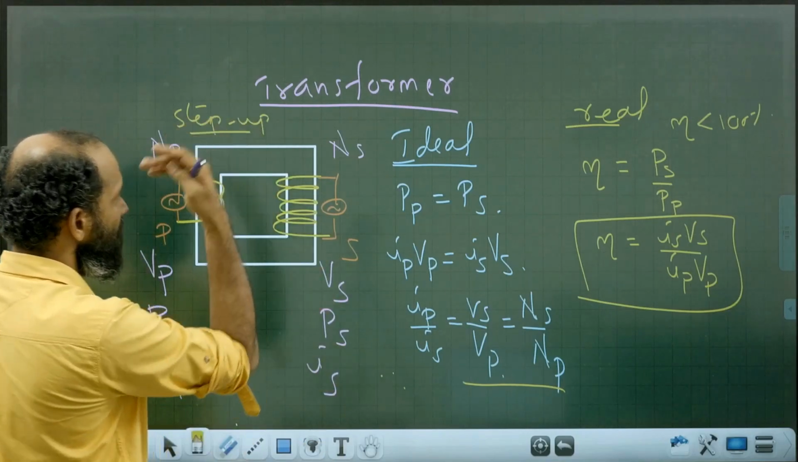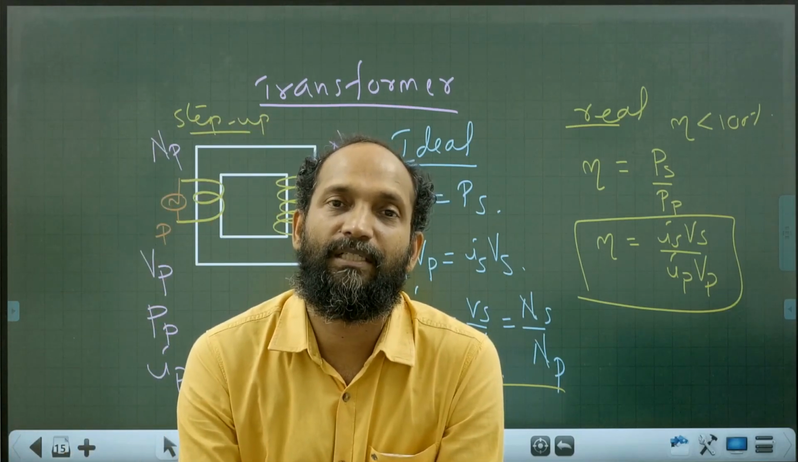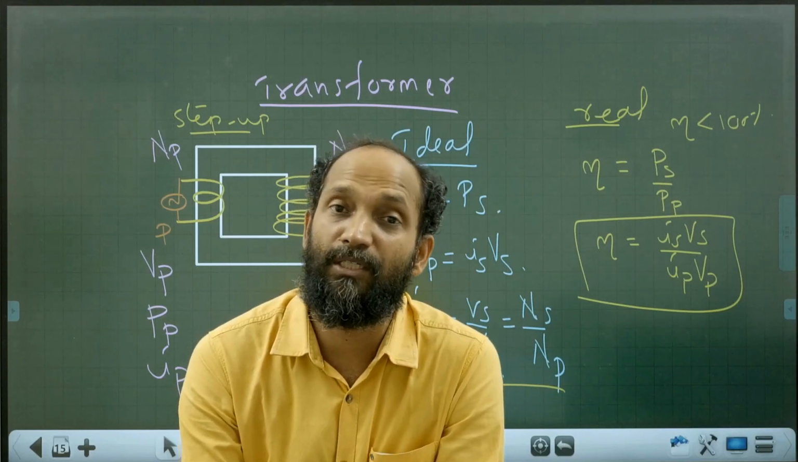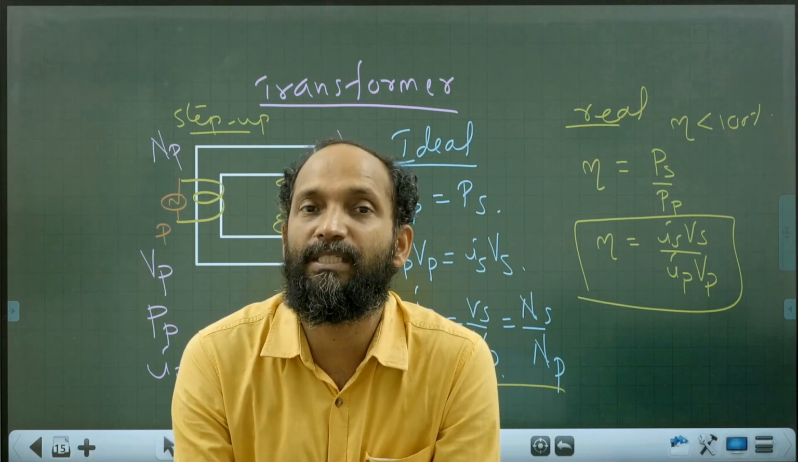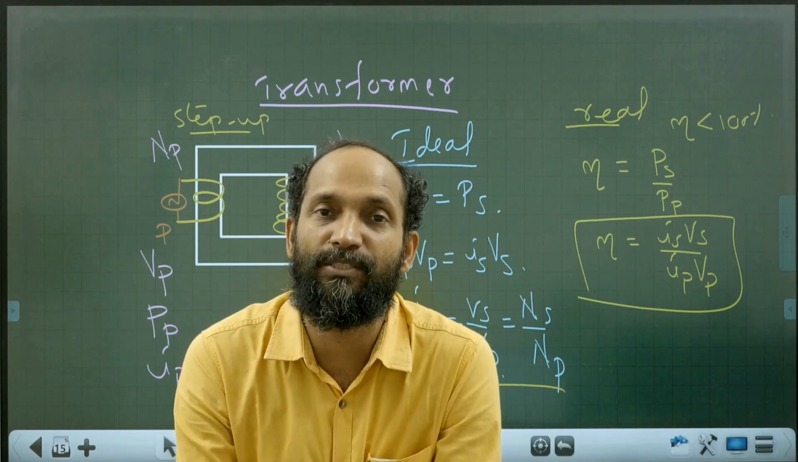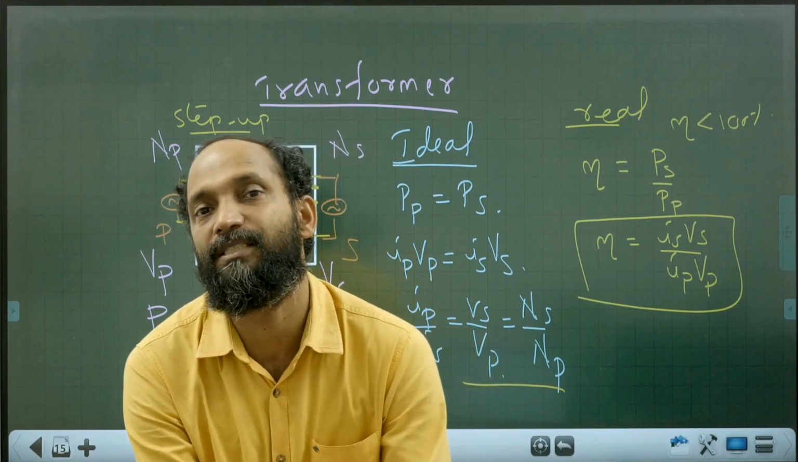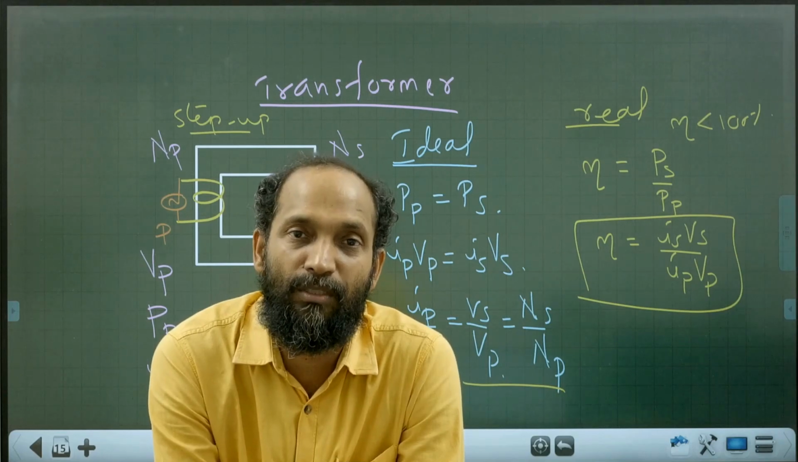Voltage has been increased, and this can be used for transmitting power over long distances without much ohmic loss. Power transmission is done at higher voltages. That's why step-up transformers are used for increasing the voltage so that the power is transmitted effectively, affordably.